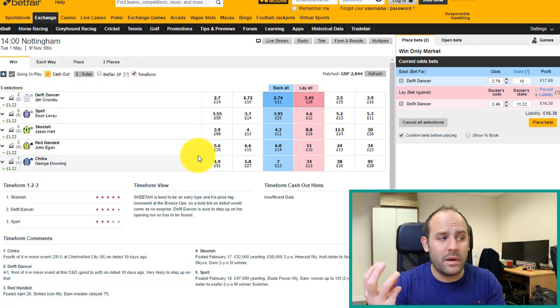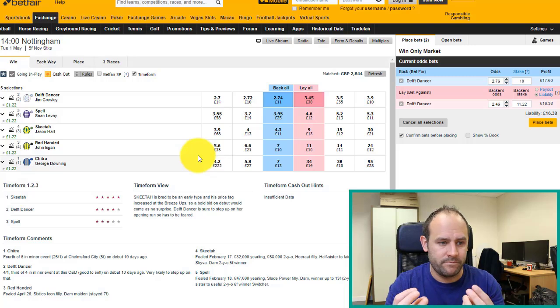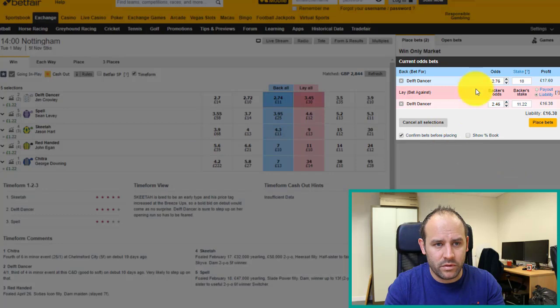We would have been buying that bet at one price and selling it off at another, and that can happen in either direction. So just to reinforce what's happened there, if we look at the bet slip once more, back odds of 2.76, lay odds of 2.46.